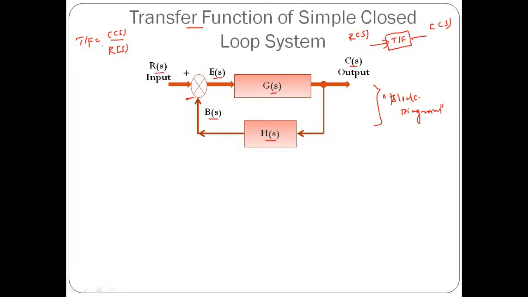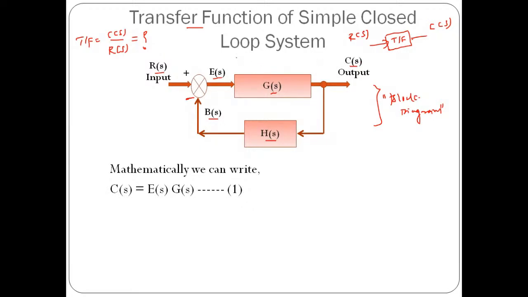So T by F is going to be like C of S by R of S. So this we need to find out. So how to find this? Now in this case we need to apply simple mathematical operating equations. So first, mathematically we can write the relationship between this C of S with respect to this E of S.